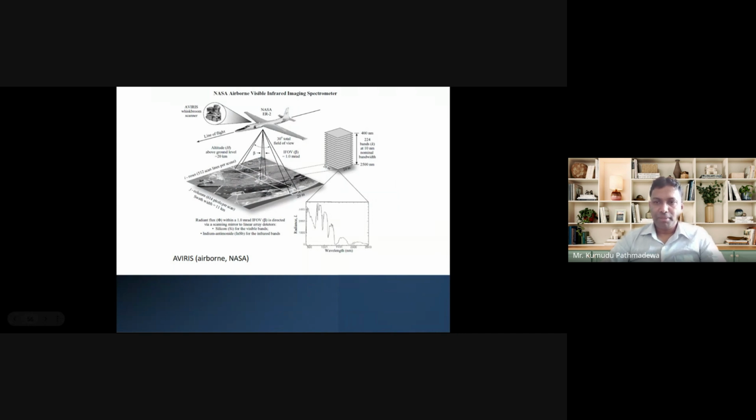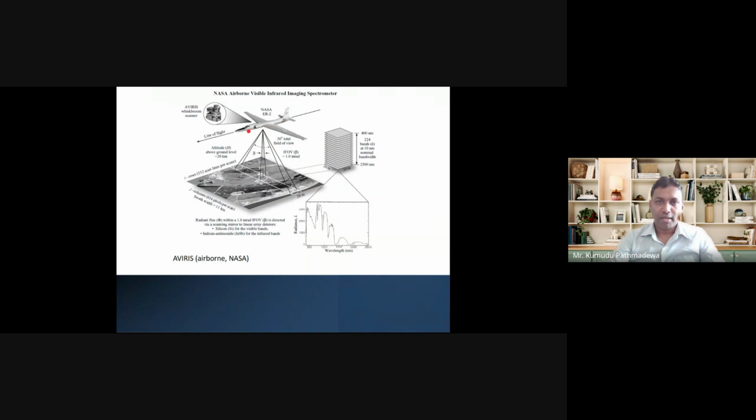So hyperspectral sensors were initially used in airborne systems, and later they were developed in satellite-based systems. This one you can see in this image. This is AVIRIS on an airborne platform. NASA developed this hyperspectral sensor.